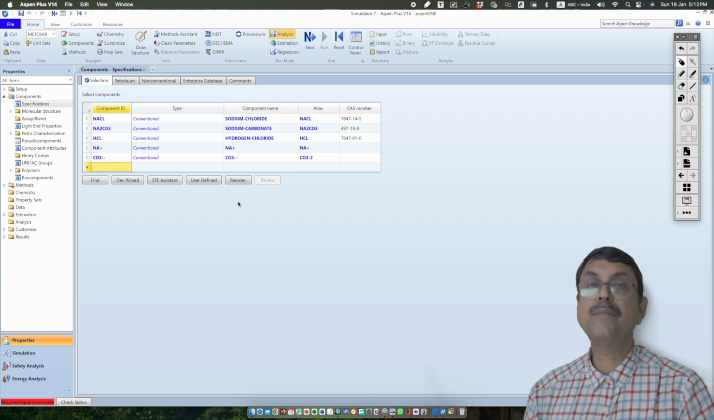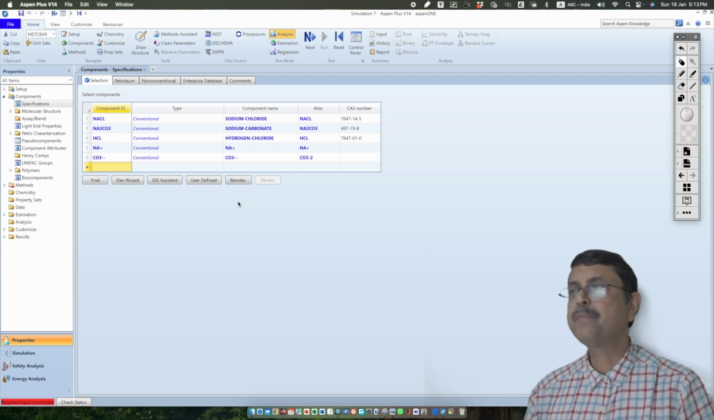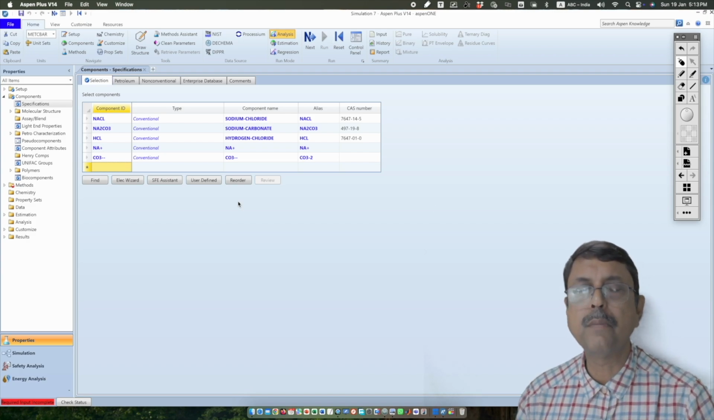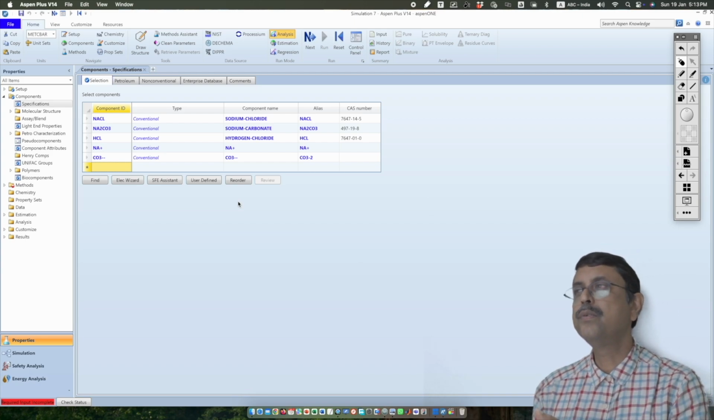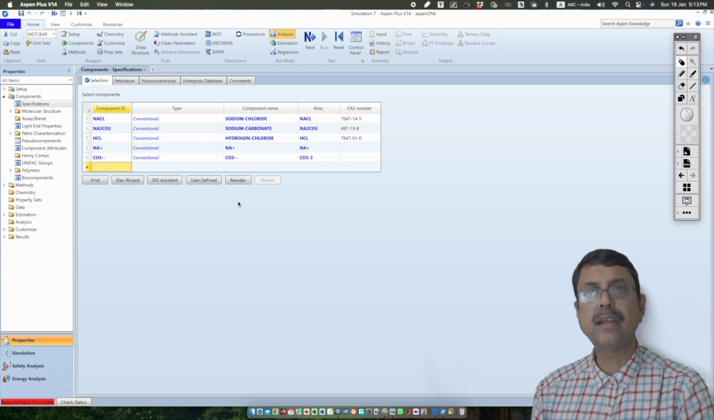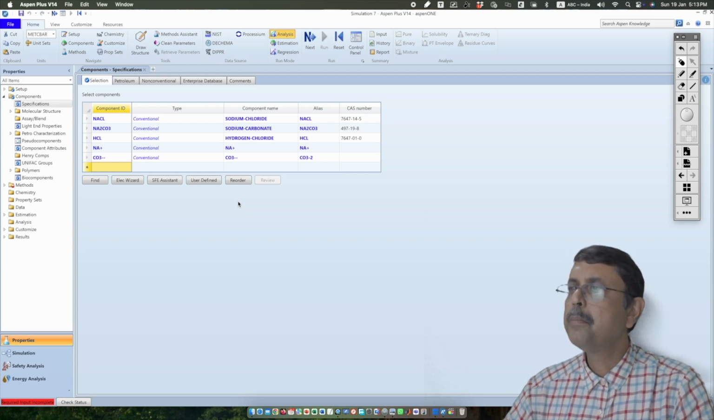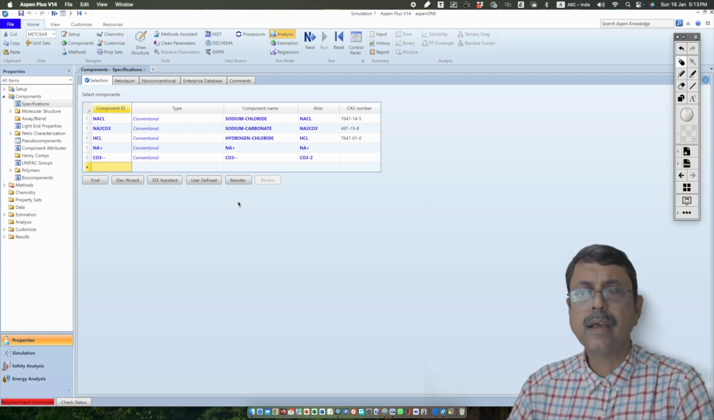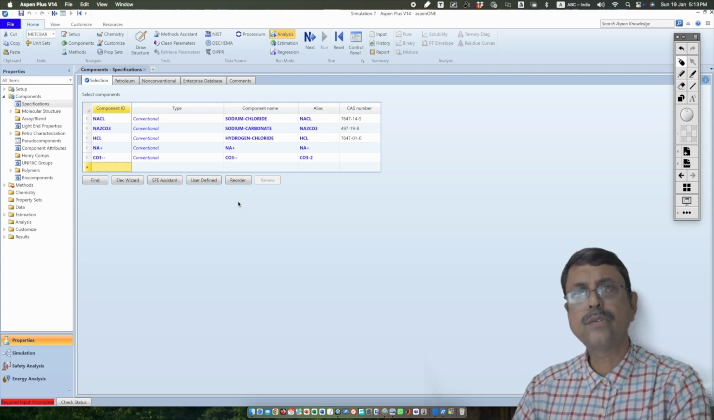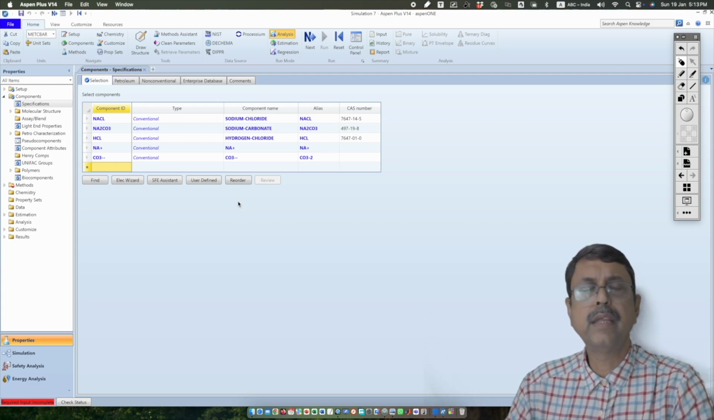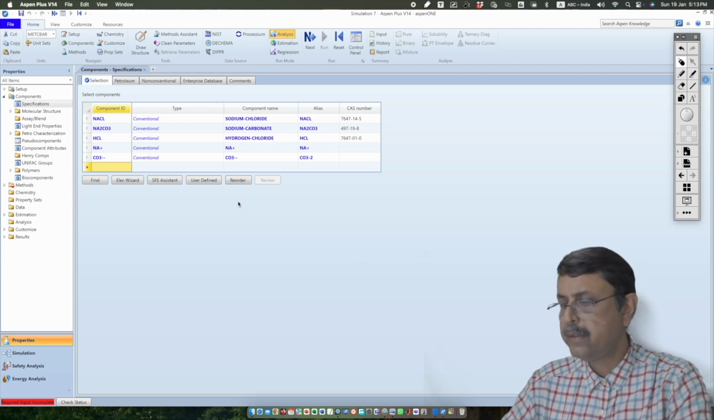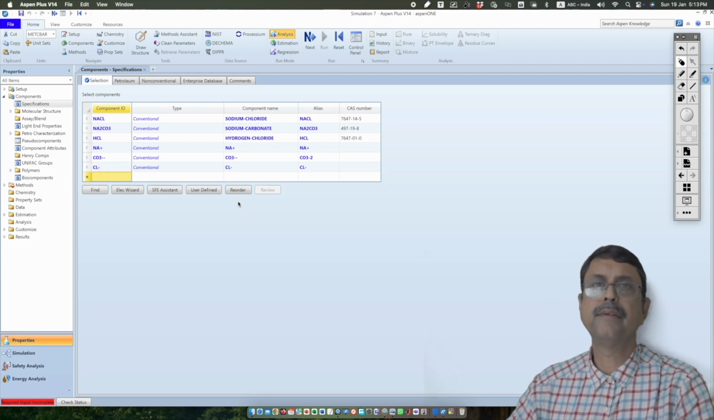But if we have some complex ions, then Aspen Plus may not know such complex ions. Then we have to define the molecular structure. But common ions are there in the database of Aspen Plus. You can just call them and put them in the component ID. Aspen Plus will understand what you mean by them. Similarly, the Cl- ion is also there.